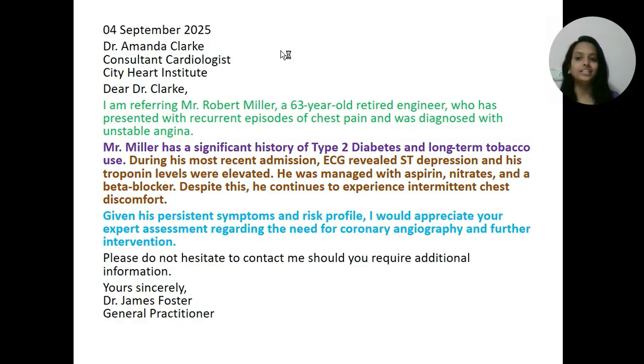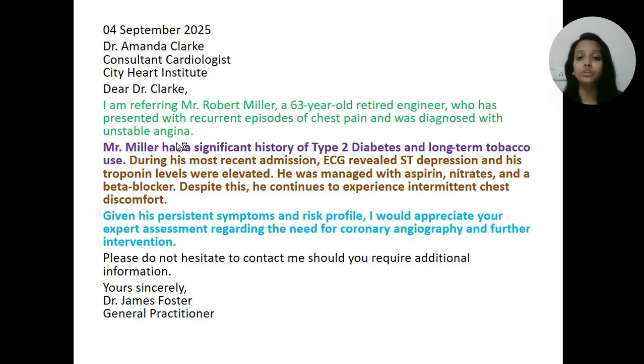Okay? All right, let's walk through this referral letter together. So, the first line: Dear Dr. Clark, I'm referring Mr. Robert Miller, a 63-year-old retired engineer, with unstable angina, right? See how clean that is. Straight away, I've ticked the examiner's boxes because I have said who the patient is, how old he is, what his background is, and what the main medical problem is. No waffle, no suspense, just boom. Here's the case. That's what a busy cardiologist actually wants to know right at the start, isn't it?